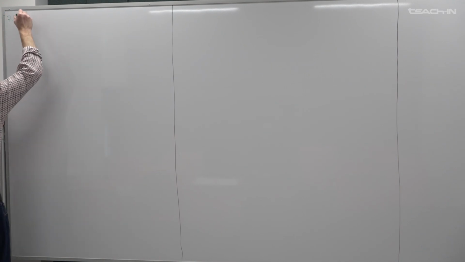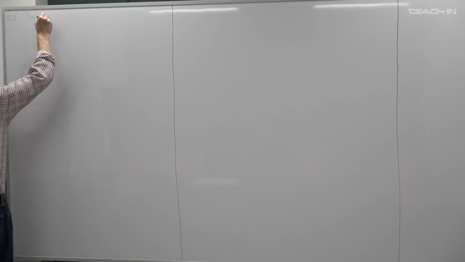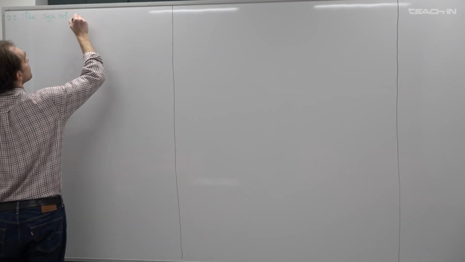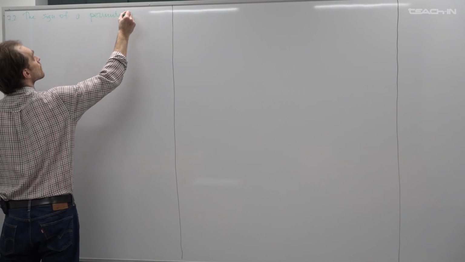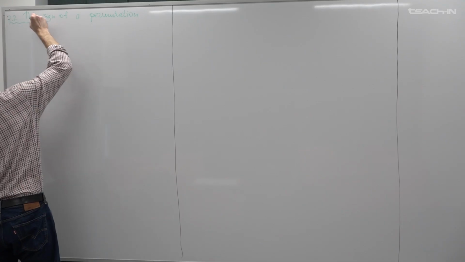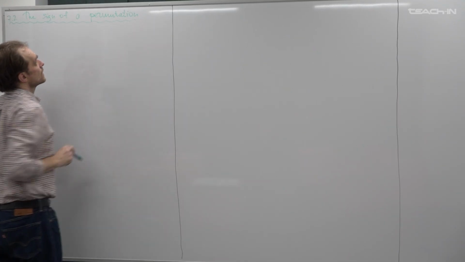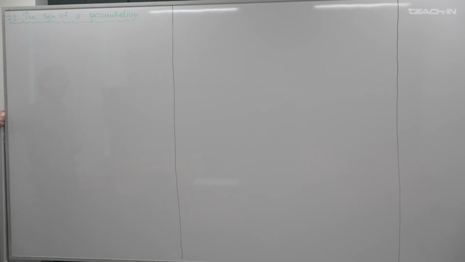Okay, so 7.2, the sign of a permutation. We will need some more notions related to permutations in order to define the notion of the determinant of a square matrix. And so, first of all, we need to define the notion of inversion.